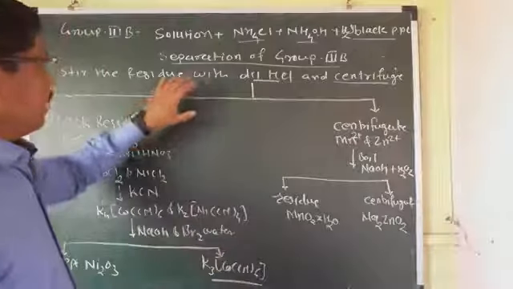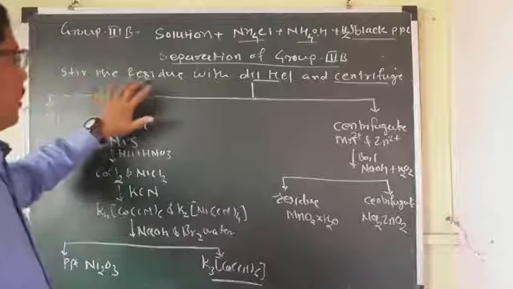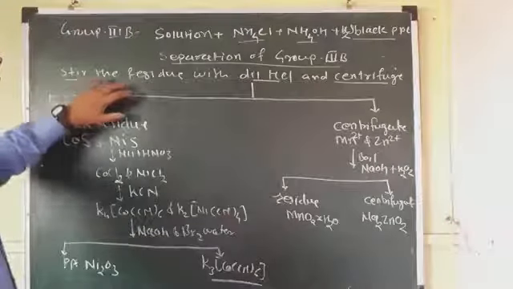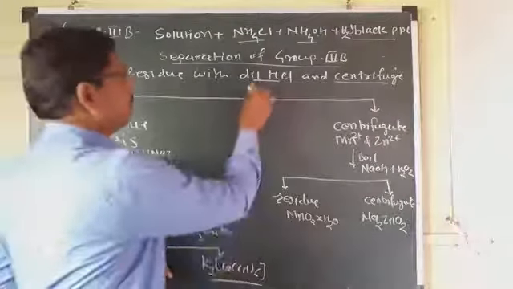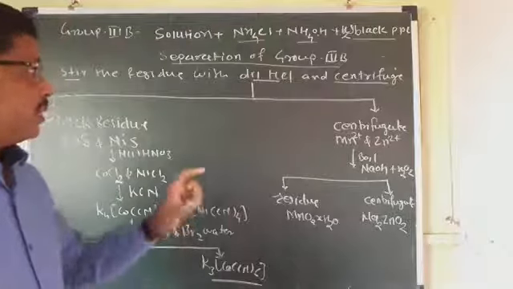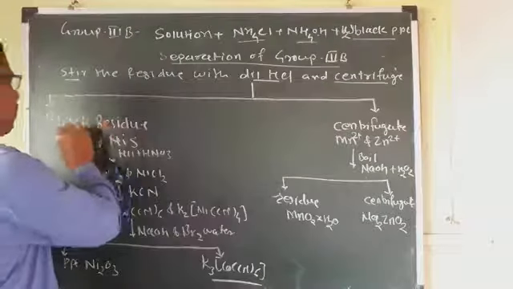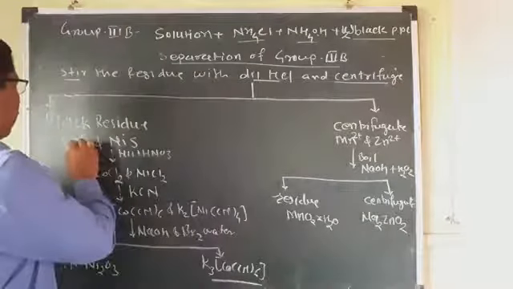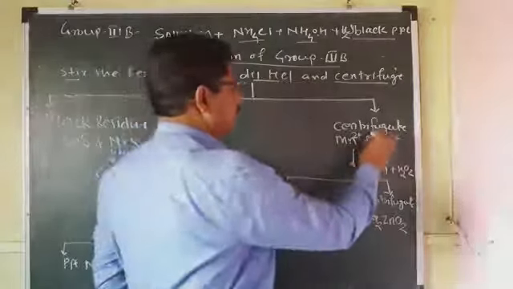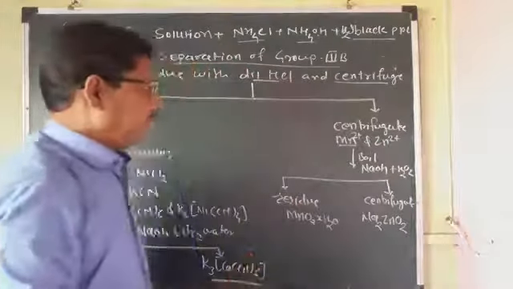Okay, the black precipitate of group 3B elements is stirred with dilute hydrochloric acid and centrifuged. After centrifuging, you will get the black residue or black precipitate of cobalt sulfide and nickel sulfide, and the centrifugate may contain Mn2+ and Zn2+.